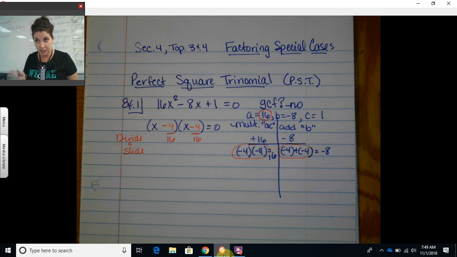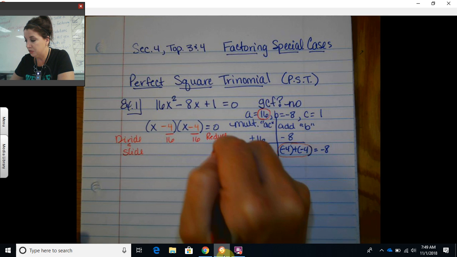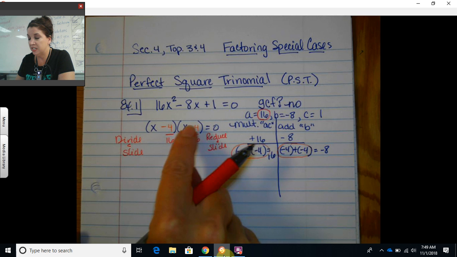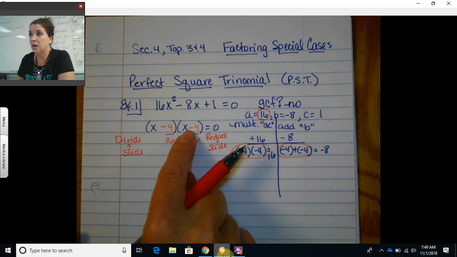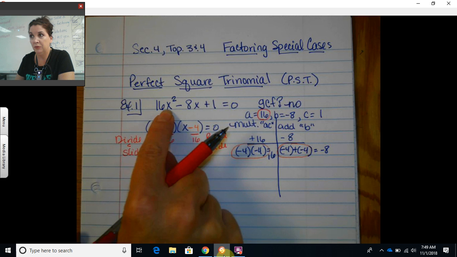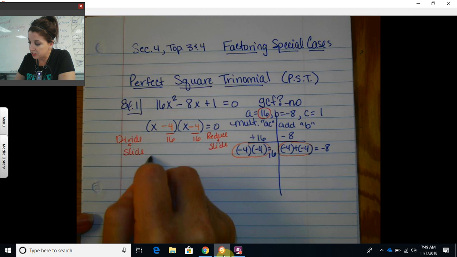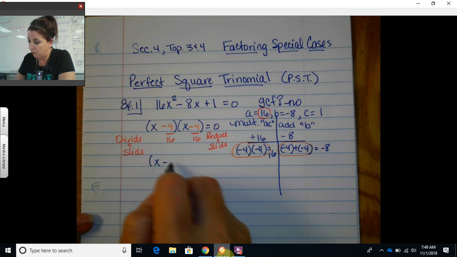But before you slide, you have to reduce if possible. And on this one, you can definitely reduce. If you do not reduce, your answer will be wrong, okay? If I slid 16 over here, that would be 16x minus 4 times 16x minus 4. Well, if I went to check my work, is 16x times 16x going to give me 16x squared? No, okay? So it's definitely imperative that you reduce. So what does negative 4/16 reduce to? 1/4 on both of them.